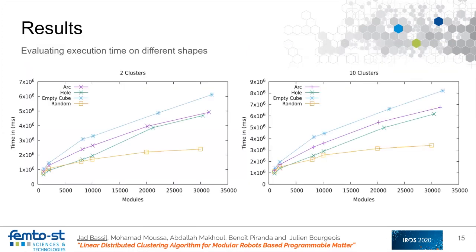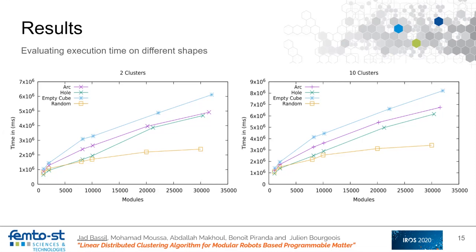The graphs in this slide evaluate the performance of our algorithm in terms of execution time with 2 and 10 clusters on the shapes shown in the previous slide, while varying the number of modules to more than 30,000 modules. We can see that the execution time increases logarithmically when the number of modules in the system increases, and that is valid on all shapes.